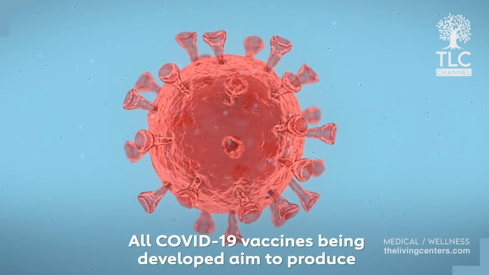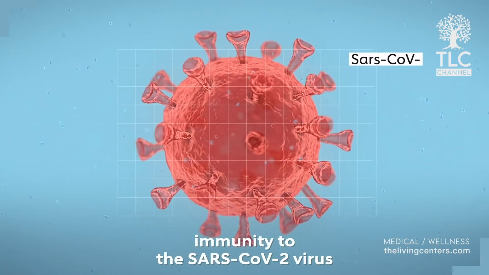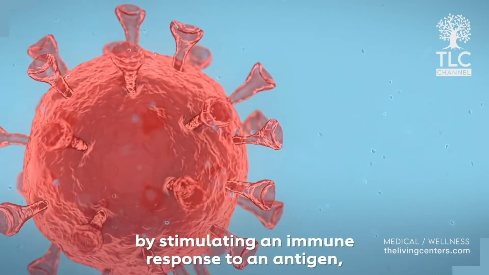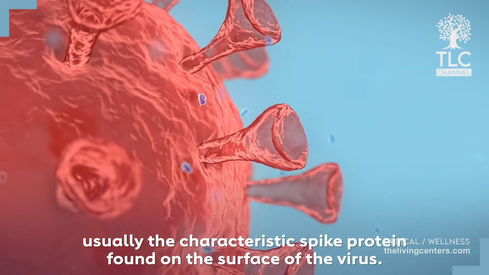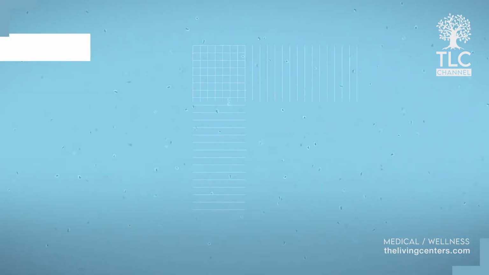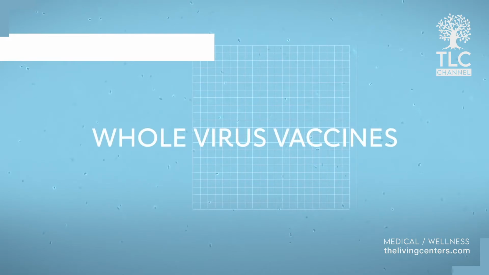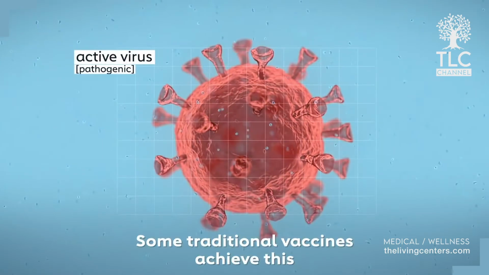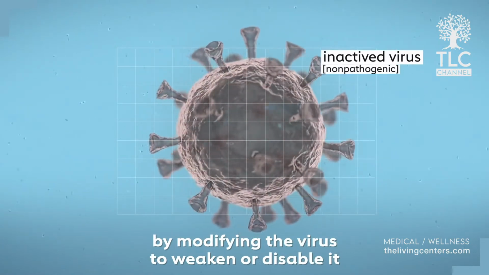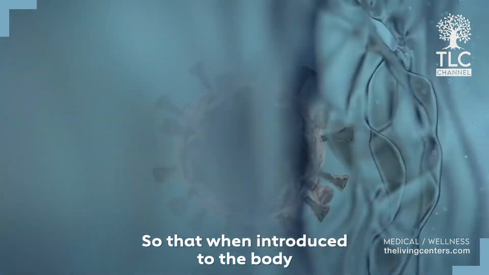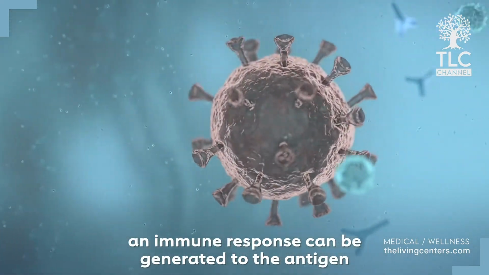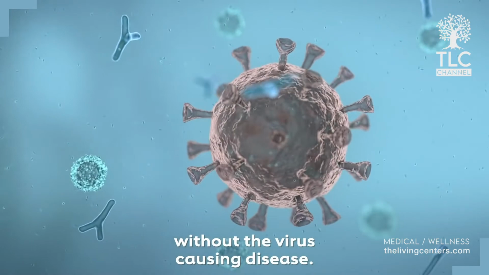All COVID-19 vaccines being developed aim to produce immunity to the SARS-CoV-2 virus by stimulating an immune response to an antigen, usually the characteristic spike protein found on the surface of the virus. Some traditional vaccines achieve this by modifying the virus to weaken or disable it, so that when introduced to the body, an immune response can be generated to the antigen, without the virus causing disease.